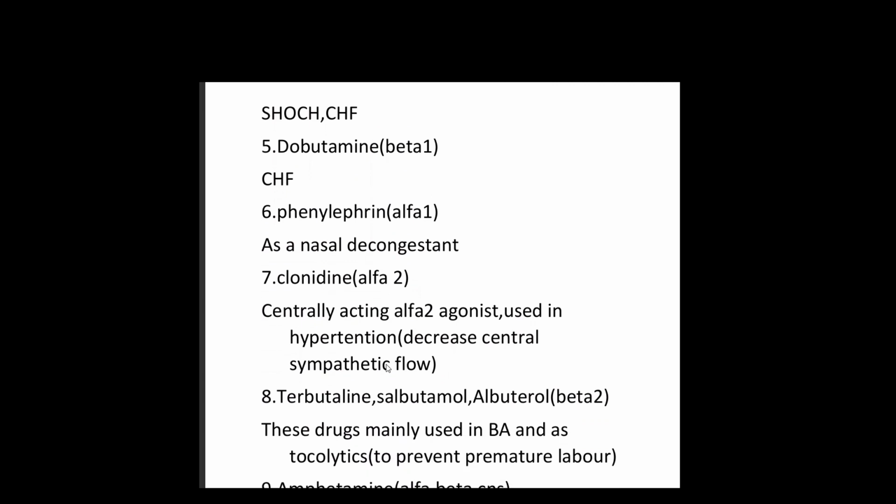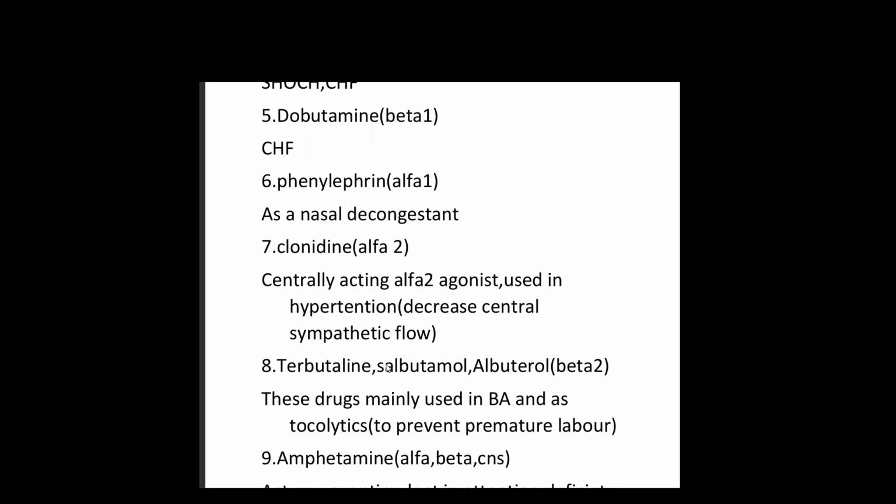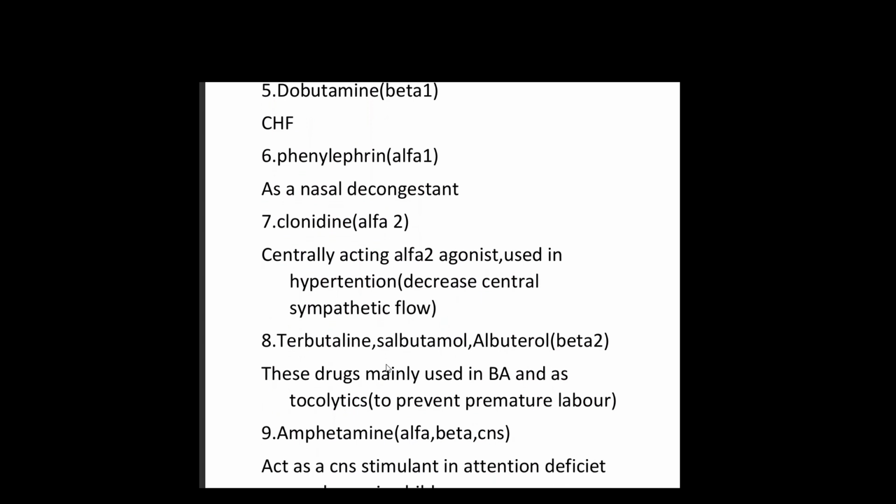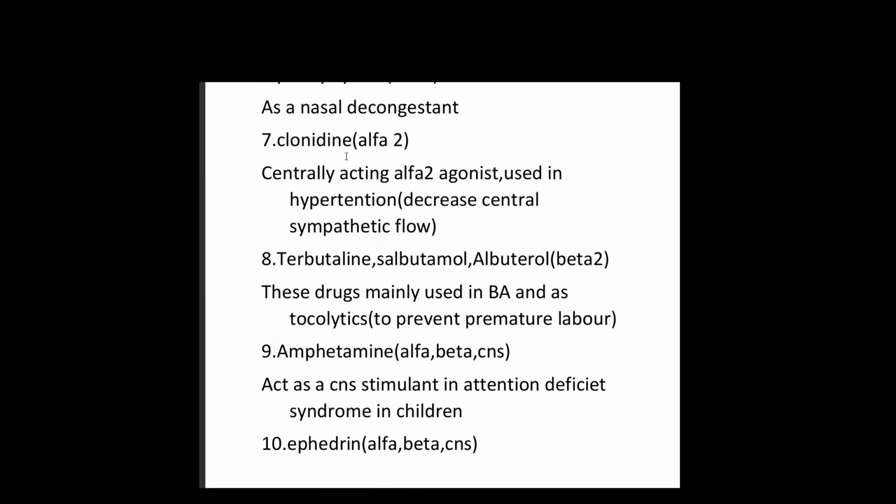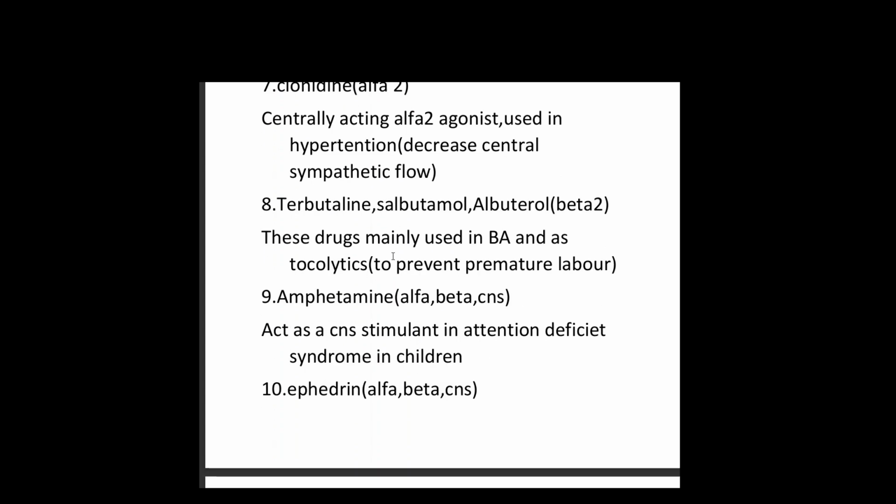Next, phenylephrine is an alpha 1 receptor drug. And as a nasal decongestant, there are many famous nasal decongestant drugs. One is phenylephrine, because alpha 1 constricts the smooth muscles. Next, clonidine, alpha 2, we talked about it earlier. It is a centrally acting alpha 2 agonist. It will decrease the sympathetic outflow centrally, so you could use it in hypertension.